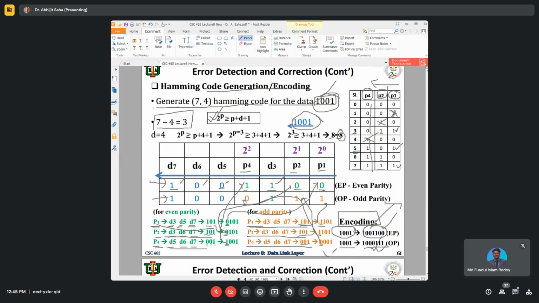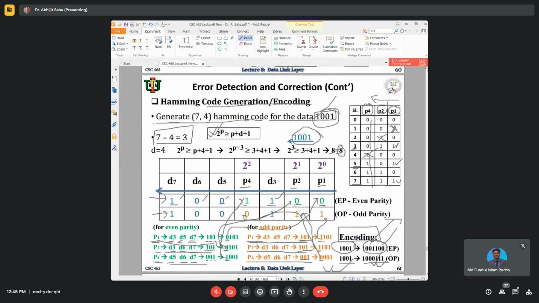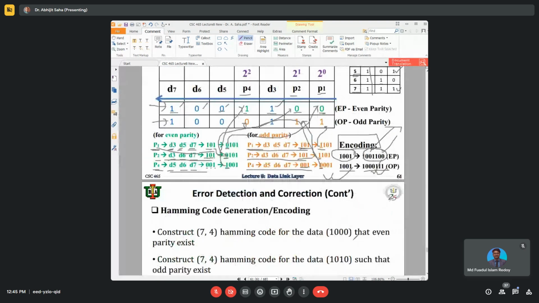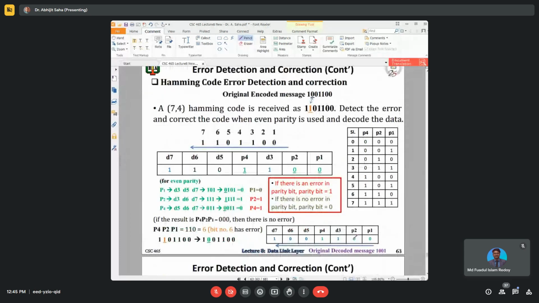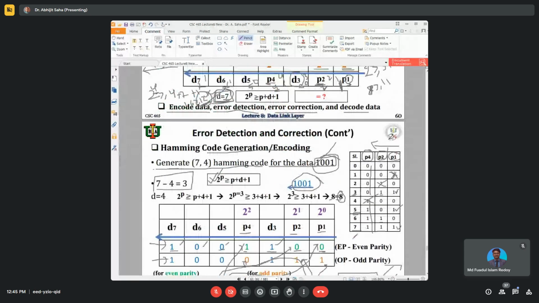Okay, I think our time is over. Up to this we have done. Next, there is the error correction procedure. That will continue tomorrow. All right.